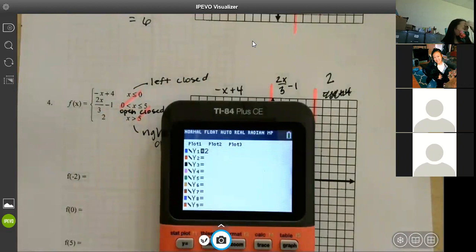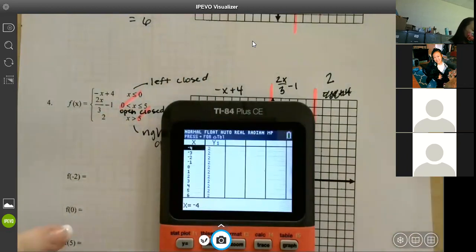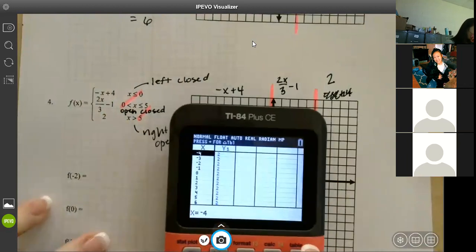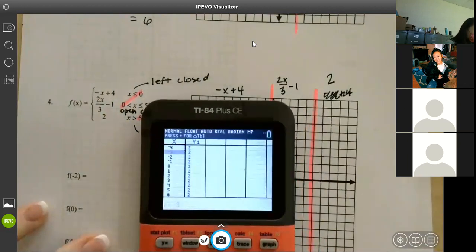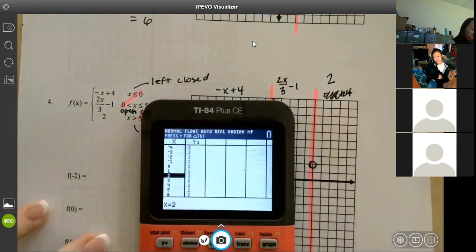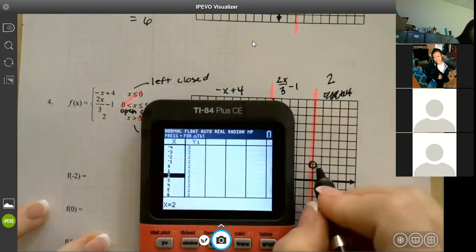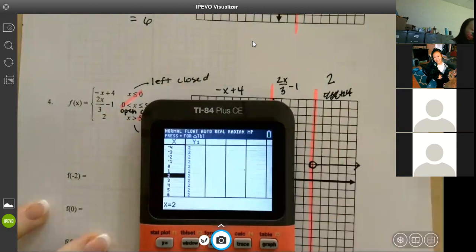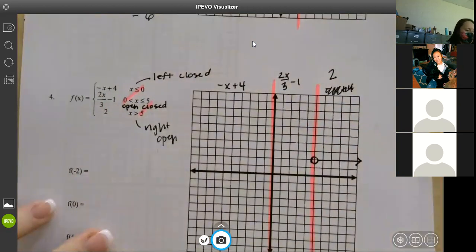Okay, I don't have to do this, but I'm going to do it for you. If we graph just the 2, on the boundary, it is open. So 2, 2 is open. And then it's just a horizontal line this way. So it should look like this.